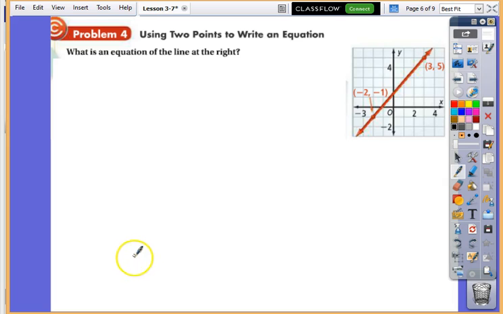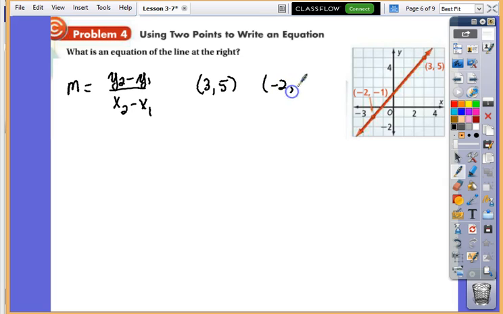So that's the first thing I'm going to do in working this problem. So starting point is, I guarantee if you don't know what the slope is, you need to find it. So finding a slope is pretty easy. The slope formula is m is equal to y2 minus y1 over x2 minus x1. In this case, on the blue line, I have 2 points marked, (3, 5) and (-2, -1).